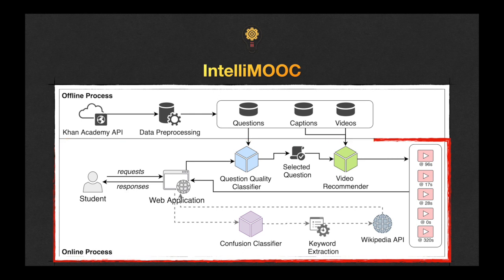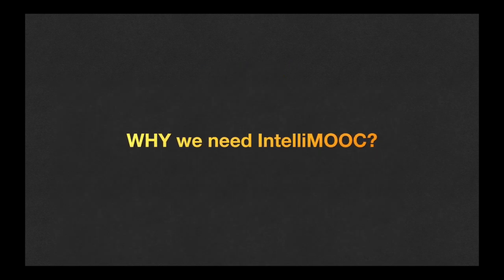While a student is studying, the system observes their behavior using the confusion classifier. The confusion classifier will encourage the student to ask a question or give them an additional explanation from Wikipedia if the student is confused. When the student asks a question, the question quality classifier will detect whether it is an actual question. Then, the video recommender will give the student answers with top 5 ranked videos that are the most related to their question. That is what the IntelliMOOC is.